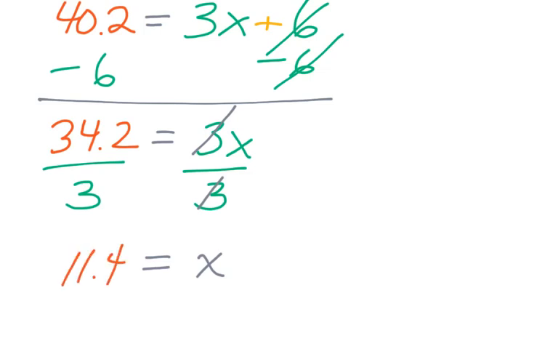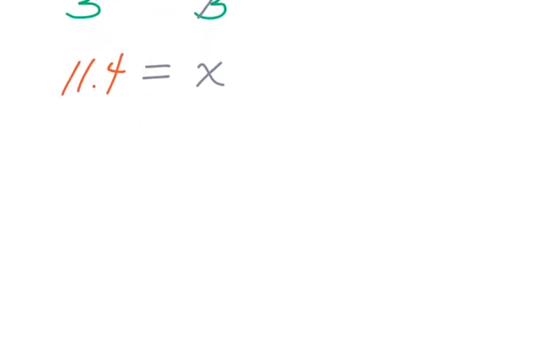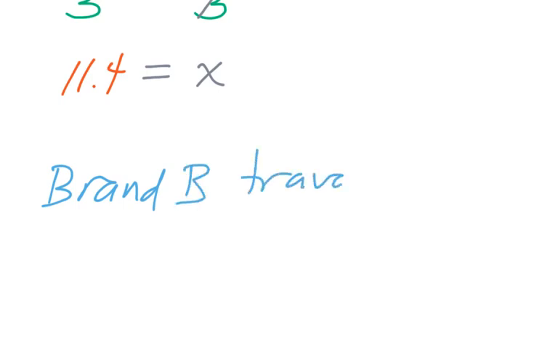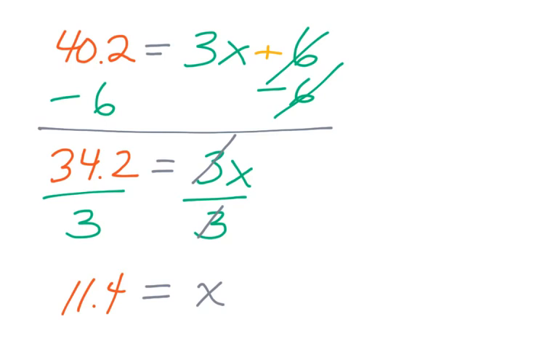Now I have the information I need to be able to answer the question. Brand B travels at 11.4 miles per hour. That was the question that we were being asked back at the beginning here.